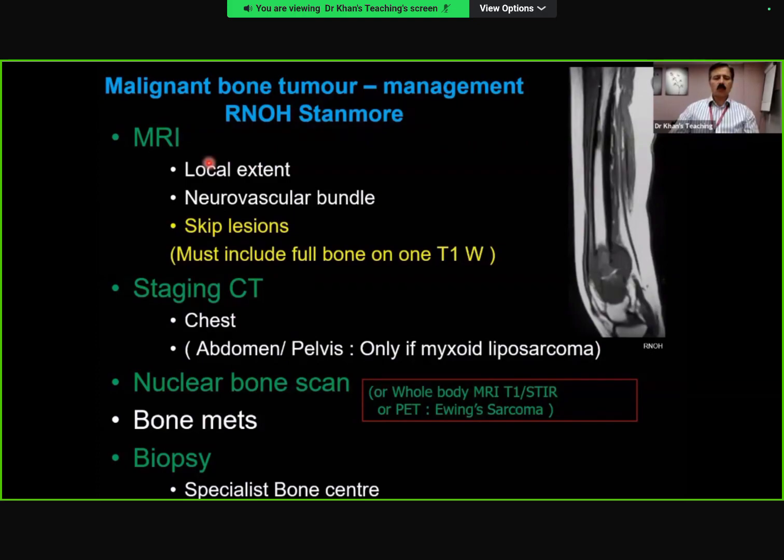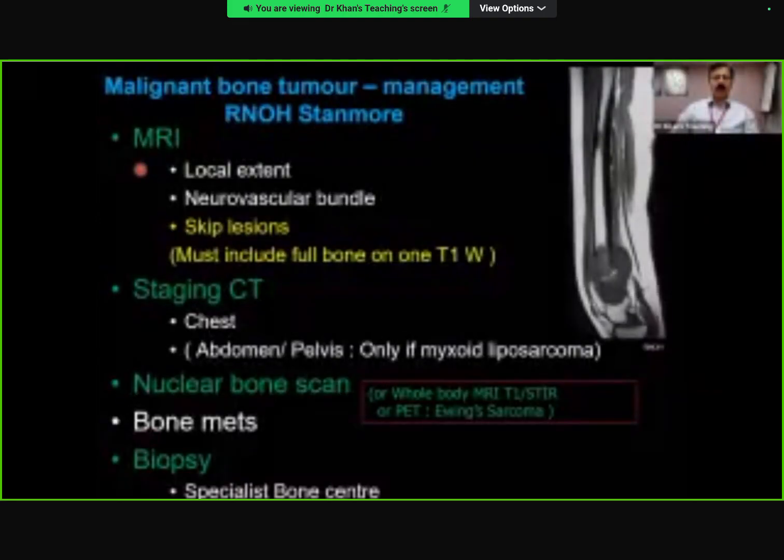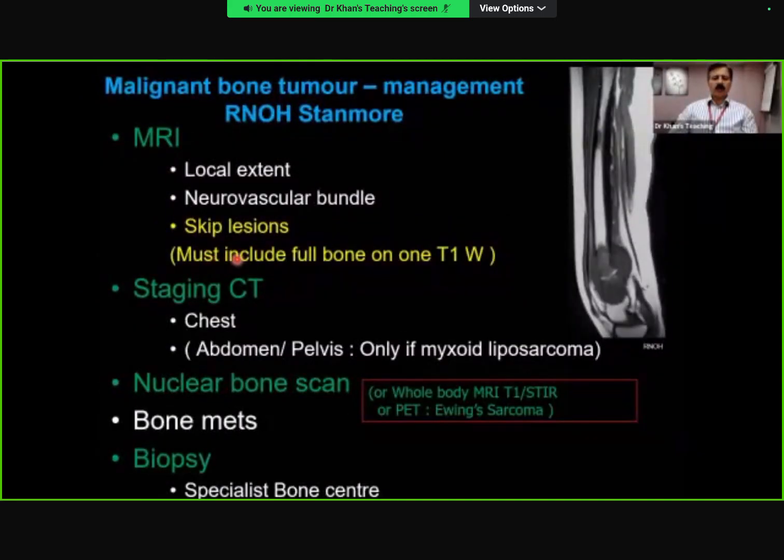Everything you want to know for the exam is here on this slide. You will say that I would like to do an MRI. The basic purpose of MRI is local extension of the tumor, and sometimes characterization of the tumor also. One of the principles of MR, and this is a viva question, is that the whole bone should be included from joint to joint, at least on one sequence.